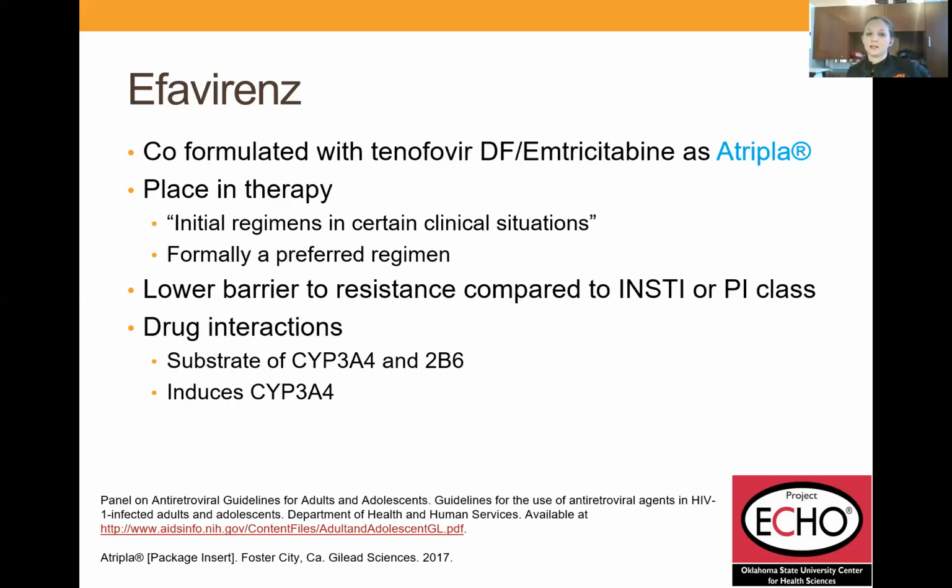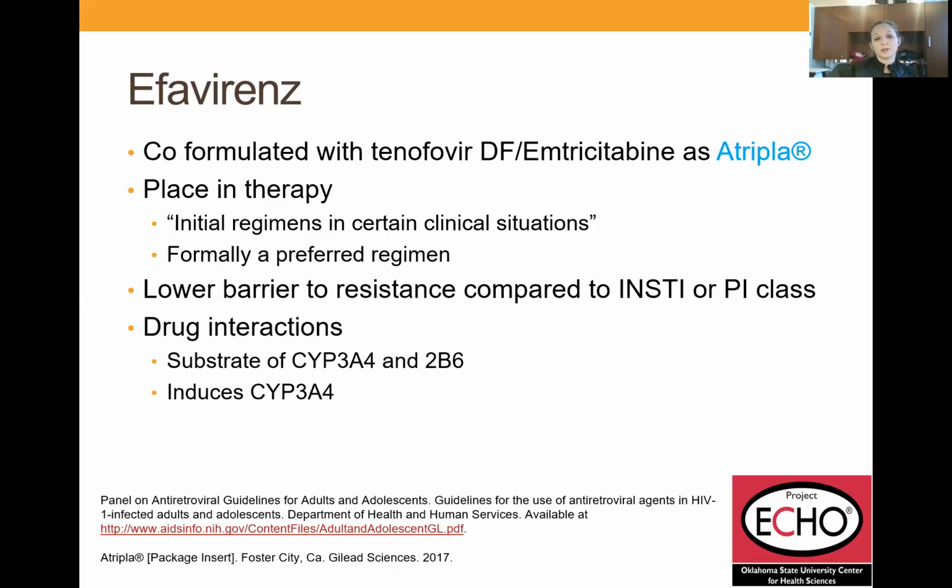Currently it is under current clinical situations. Part of the reason it was moved to preferred in certain clinical situations is because of its adverse effect profile, which we'll get to in a minute. Efavirenz does have a lower barrier resistance to integrase inhibitors or the protease inhibitor class. And really, even among the nucleosides, it has a really low barrier to resistance. A single mutation of K103N can knock out efavirenz, and therefore Atripla is no longer a possibility.